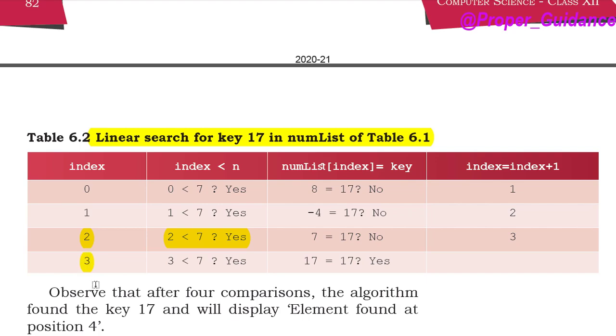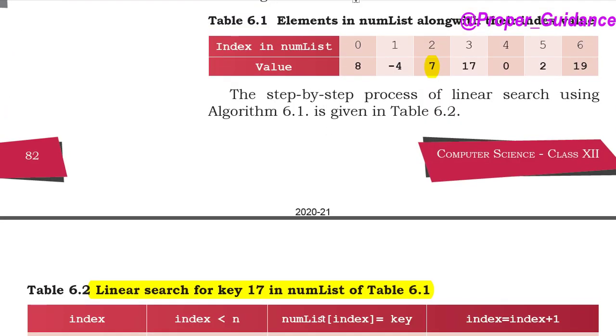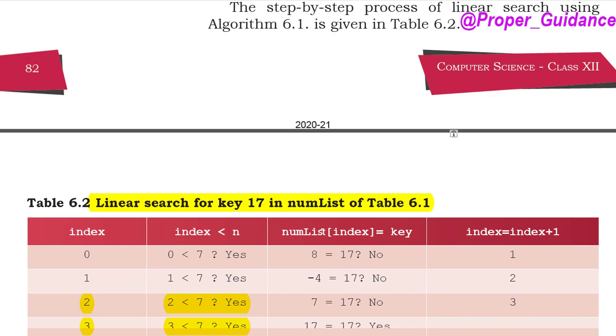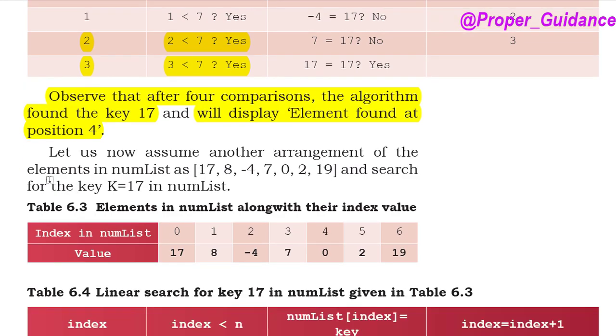And when the index is 3, is 3 less than 7? Yes. Now go to index number 3, and the value at index number 3 is 17. We are comparing, right? So, 17 equals 17. Yes. Observe that after 4 comparisons, the algorithm found the key 17 and will display element found at position number 4.